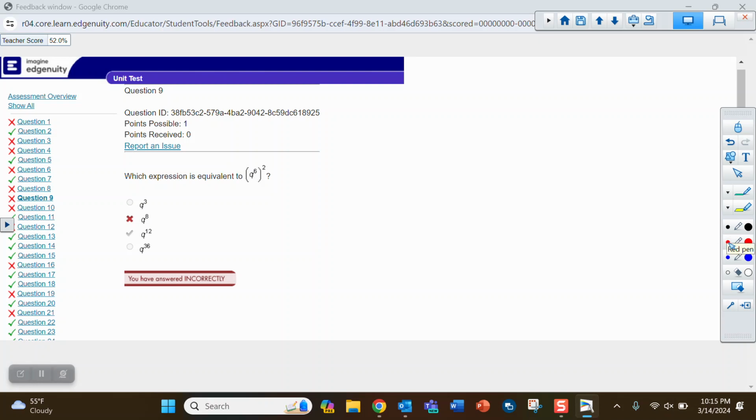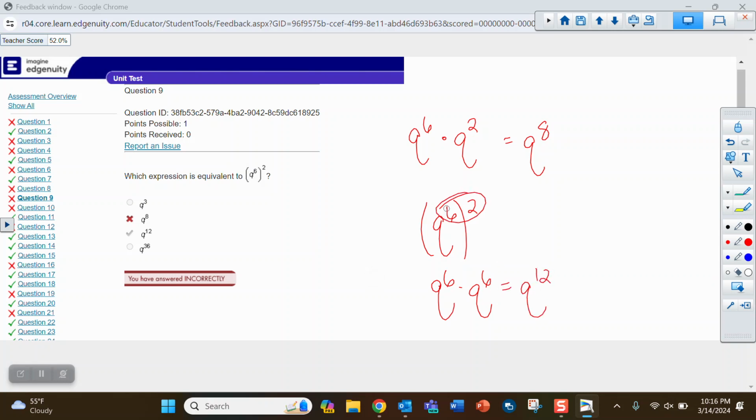Which expression is equivalent? We are multiplying when we have a power to a power. So here's the difference. Q to the 6th times q to the 2nd means I have 6 q's being multiplied together times 2 more q's being multiplied together. There's where you're adding. But when you have a power raised to a power, it means we have 2 q to the 6ths, right? This is q to the 6th times q to the 6th. Now if we add again, that's q to the 12th. Or here, we can just take the rule that says to multiply. So the correct answer is q to the 12th.